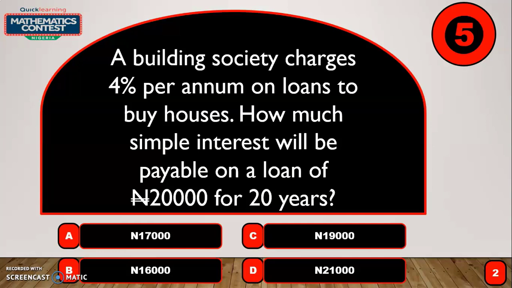A building society charges 4% per annum on loans to buy houses. How much simple interest will be payable on a loan of 20,000 for 20 years? You have your options A, B, C, D, and your time starts now. Time's up. The next question, question number 3.